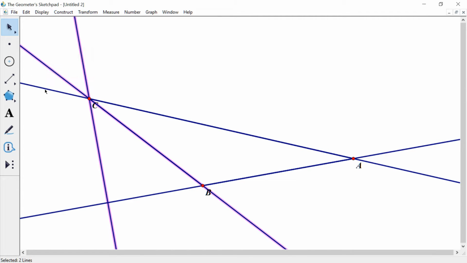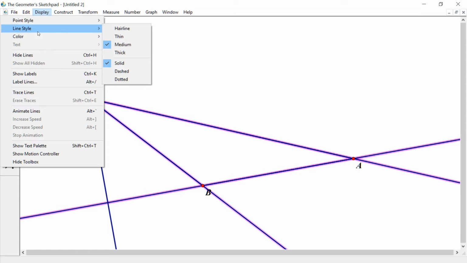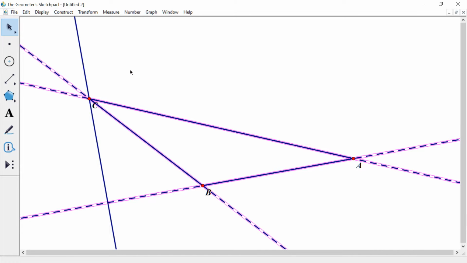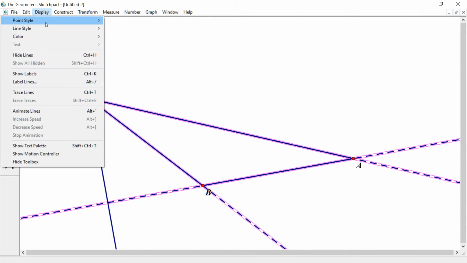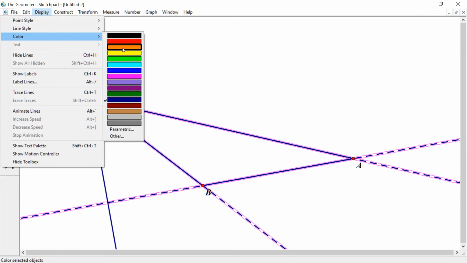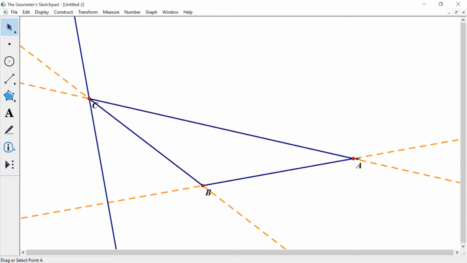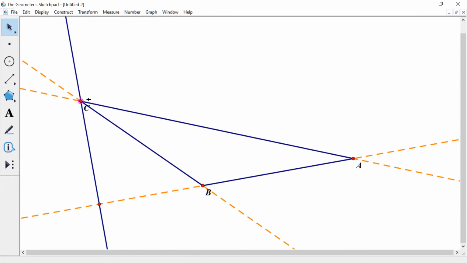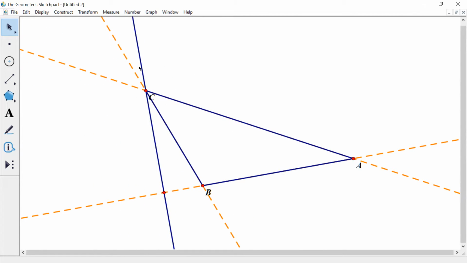Let me change some colors on these. Actually, that one's an altitude, isn't it? This one and this one. Let's see, display, line style. I'll make the altitudes dashed as well. All right, so you can see that altitude goes from C to this intersection right here. That would be our altitude there. Okay. So here's an altitude.